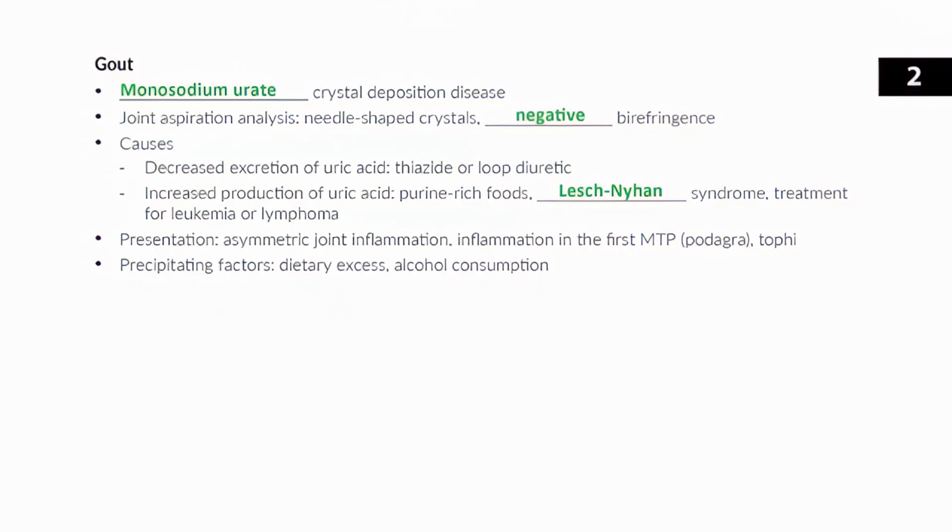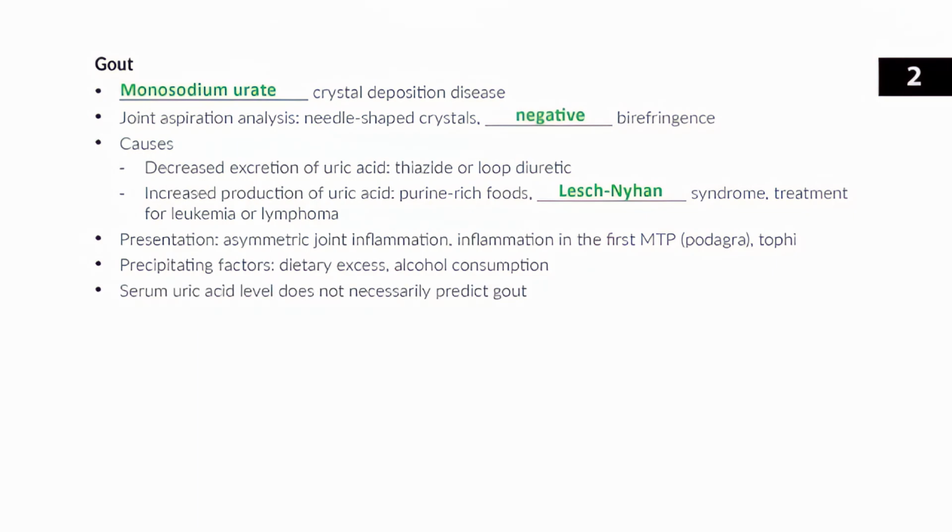Flares can result from dietary excess or after excessive alcohol consumption. The mechanism of alcohol-induced gout exacerbation is worth knowing. Alcohol metabolites compete for the same excretion sites as uric acid in the kidney. The kidney has to choose between excreting uric acid or excreting the metabolites of alcohol.